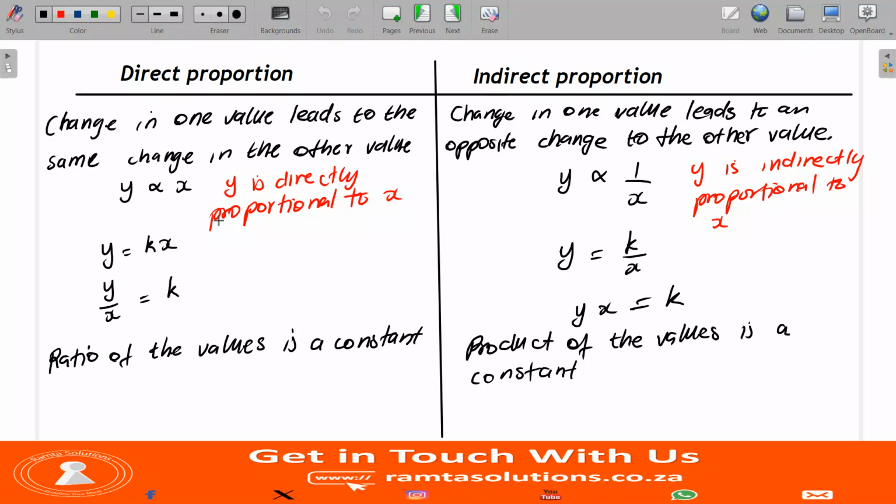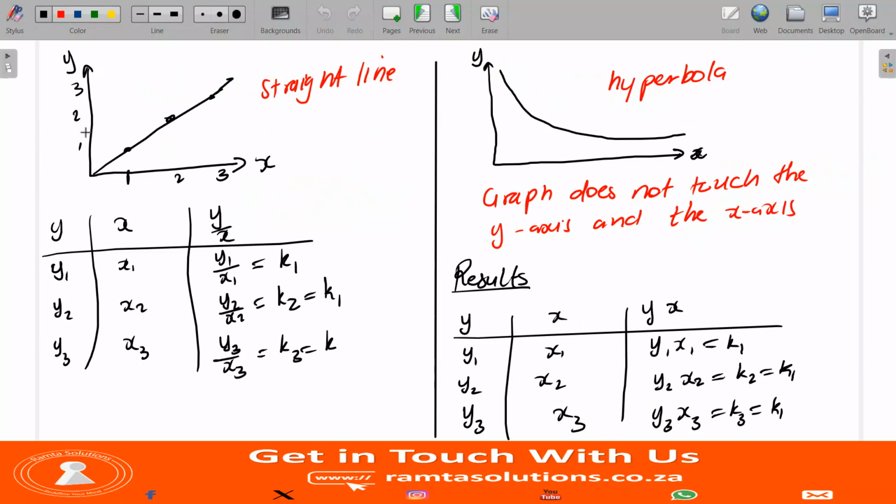If you don't have a formula, you can see it with the graph. If you have a straight line graph, it means y is directly proportional to x. If you have a hyperbolic graph, it means y is inversely proportional to x. If they don't give you graphs, they give you results like this, and you find that the ratio of the two values is constant, the same value for different points, you will say this is direct proportionality. And if the product of the points is the same throughout, you will say this is inverse proportionality.